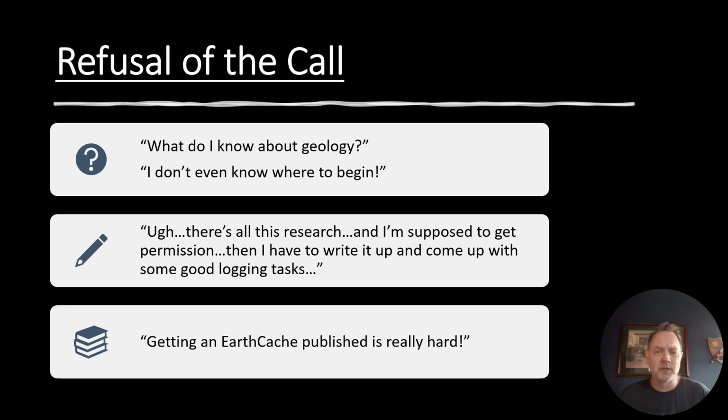Oh, there's so much work. Yes, there's some work involved, but let's reframe that. You have an opportunity to give back to the geocaching community and learn something at the same time. Now, for that last quote, I'm paraphrasing from someone that I ran into at Going Caching. Basically, she told me that it was easier to get a peer-reviewed scientific paper published than it was to get an Earth cache approved. Now, I'm not discounting her experience, but it certainly has not been mine.